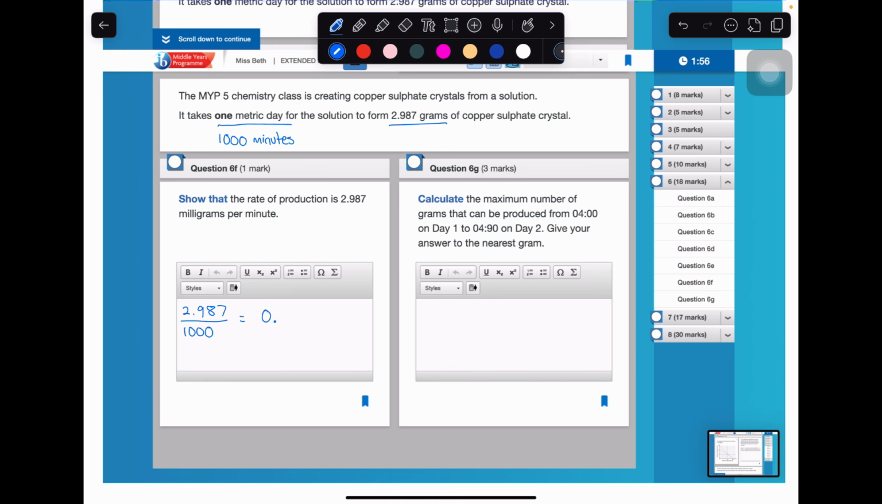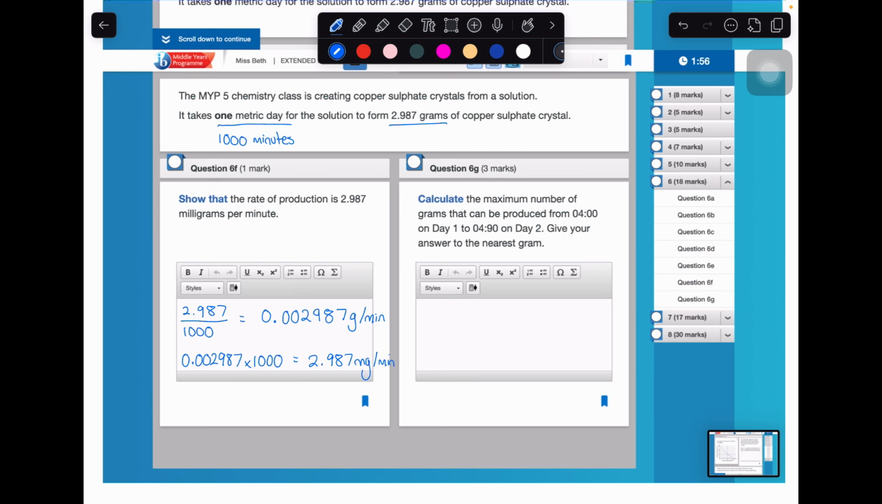That's 0.002987, and that's grams per minute. Now obviously we want milligrams. So knowing that there are 1,000 milligrams in a gram, you then need to multiply by 1,000. 0.002987 multiplied by 1,000, and you would get 2.987 milligrams per minute. So you just get back to the same number that you started with, but the rate has changed. Then on to question 6G.